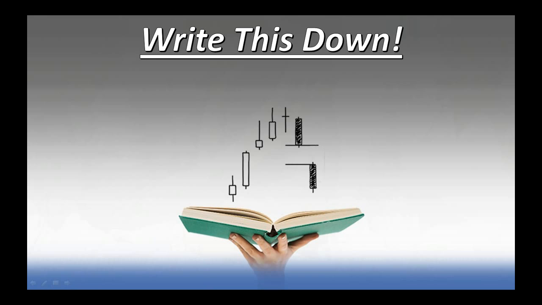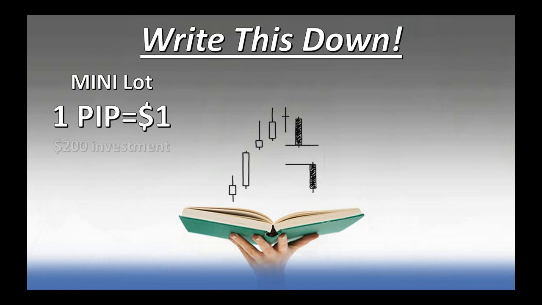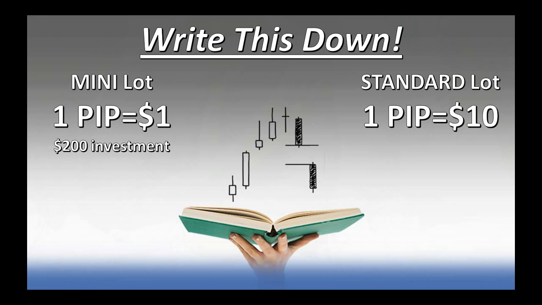Awesome, perfect. So I want you to go ahead and write this down. In this market, we trade in units called lots. There are standard lots, then there are mini lots. A mini lot controls $10,000 of a currency, and each pip is worth $1. A standard lot controls $100,000 of a currency, and each pip is worth $10.